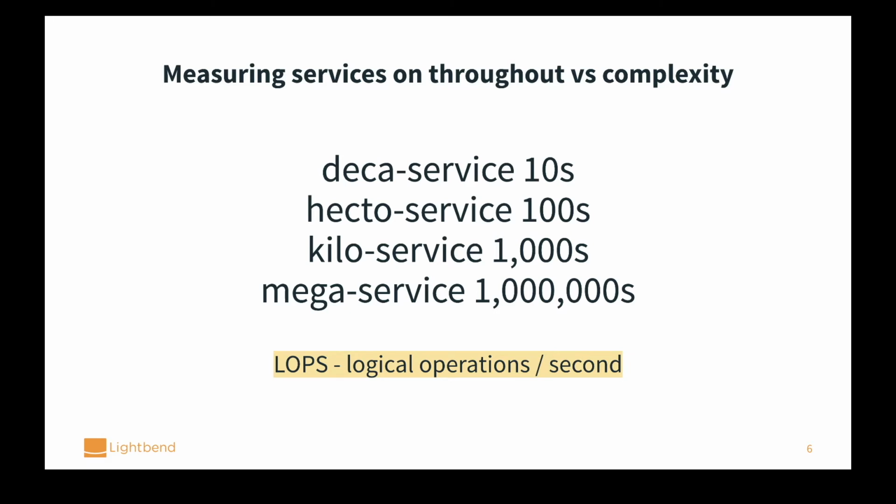Just playing with that a little bit, you can think about services now as: do you have to build a deca service that only has to handle tens of operations per second, or a hecto service, hundreds of operations per second, or a kilo service, thousands of operations per second? Or are you really getting up into the big leagues, building services that have to handle significant traffic? I think many of you are in the area of hecto and kilo services. But probably a lot of us build applications that fall comfortably in the hecto service area.